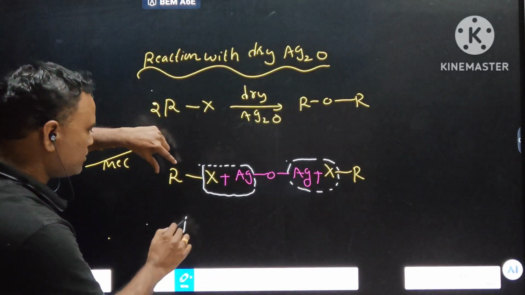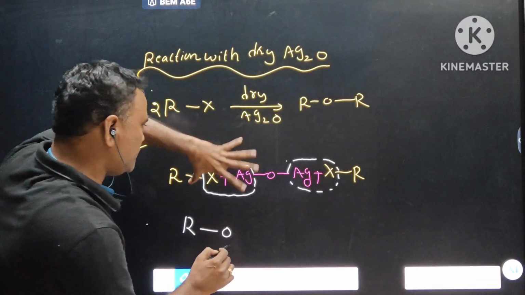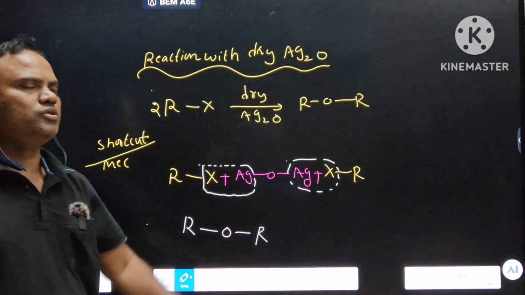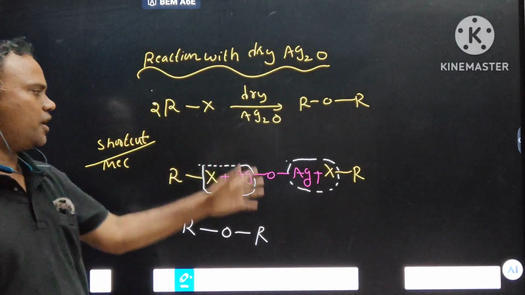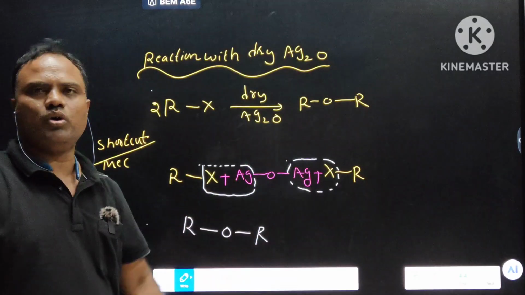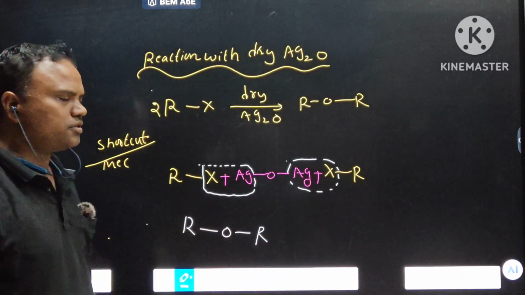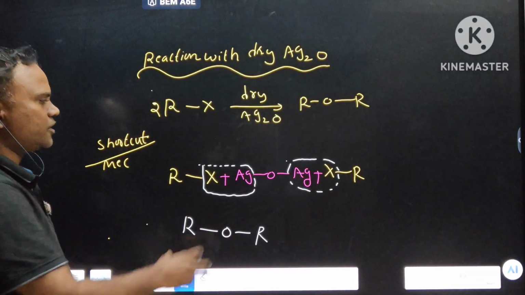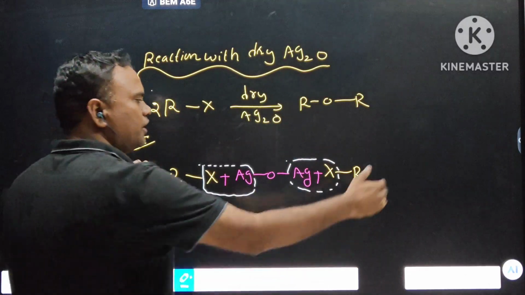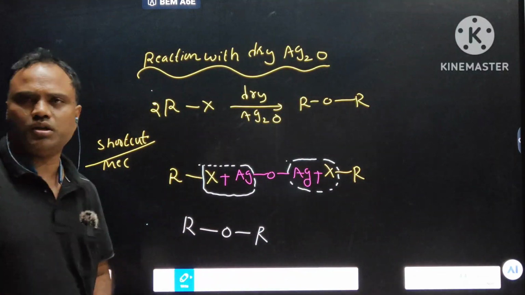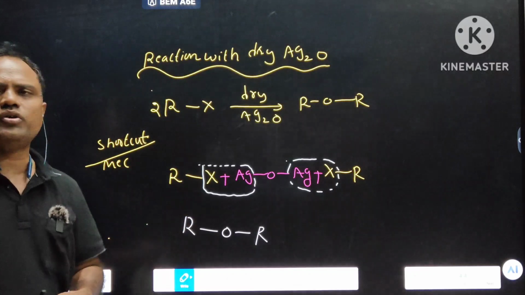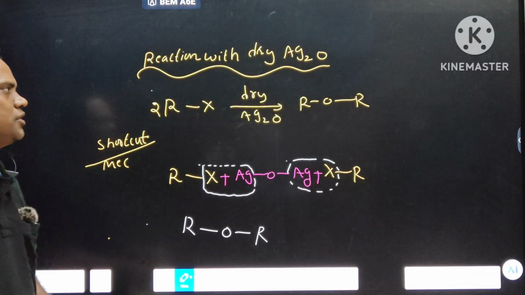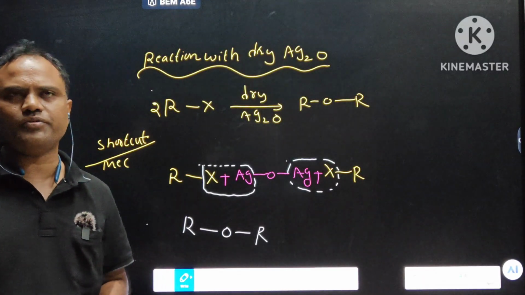What is remaining? R. This is eliminated. O. This is eliminated again. R. Clear? So you will get ether. When alkyl halides are treated with dry Ag2O, you will get ether, ROR. Clear? This is the shortcut mechanism. Here AgX is eliminated. When AgX is eliminated, join the remaining part. Remove AgX here, remove AgX here, and merge the remaining, ROR. Clear? In place of R, you can take methyl chloride, CH3Cl. Any alkyl halide you can take. This is the reaction with dry Ag2O. Got it, all of you?